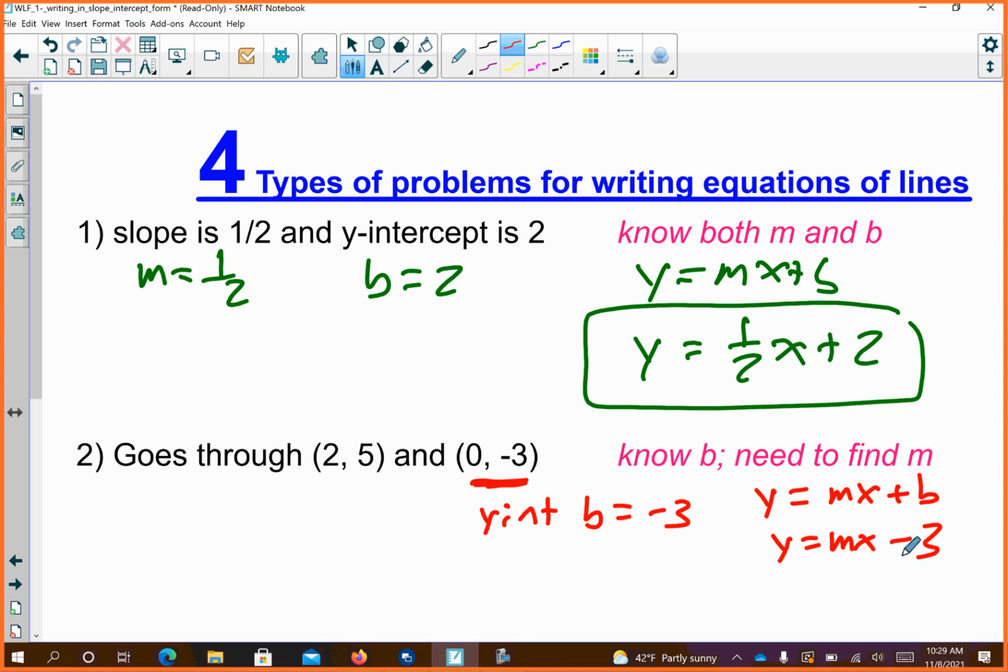Agree? So somehow we have to figure out the slope. Well, if I don't give you a graph that is easy to count on, you have to use your slope equation. Your slope equation is this.